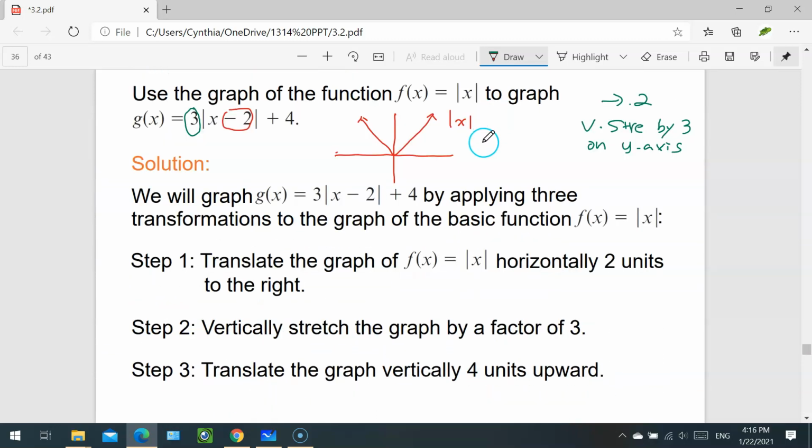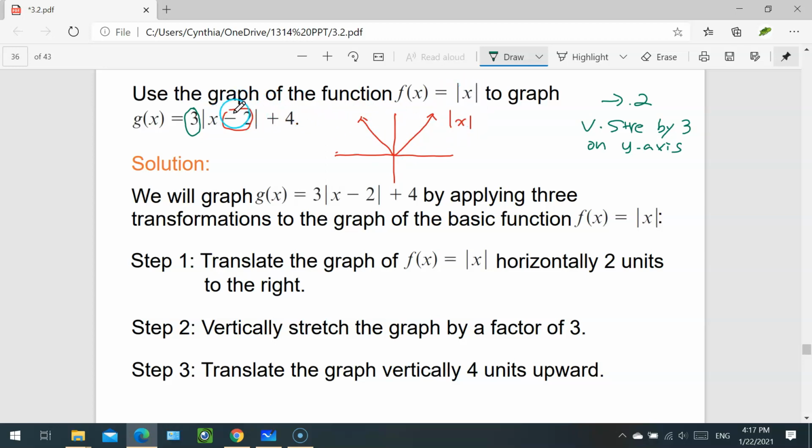Use the graph of the function f of x equals absolute value of x to graph g of x equals 3 multiplied by absolute value of x minus 2, plus 4. Now, we have to use the technique of translating the parent function to sketch this one. So first, you need to be able to recognize the parent function of your absolute value function. We know it's a V shape, right? It passes through 0, 0. So this graph is the basic function of your f of x.